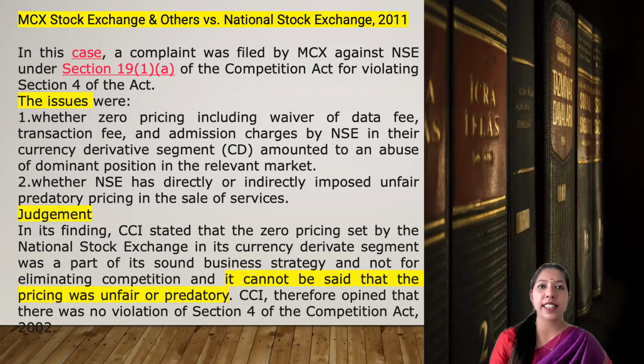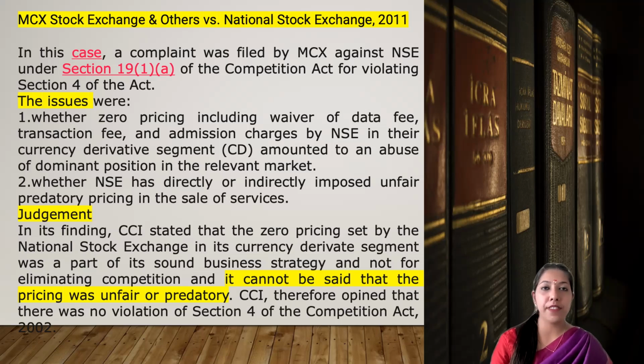So next, I'm going to discuss two important case laws. The first one is MCX Stock Exchange and others versus National Stock Exchange, 2011. In this case, the complaint was filed by MCX against the National Stock Exchange under Section 19(1)(a) of the Competition Act, stating that they had engaged in a discriminatory practice in the market, violating Section 4 of the Act. That is abuse of dominant position.